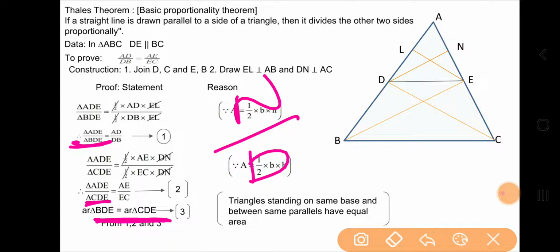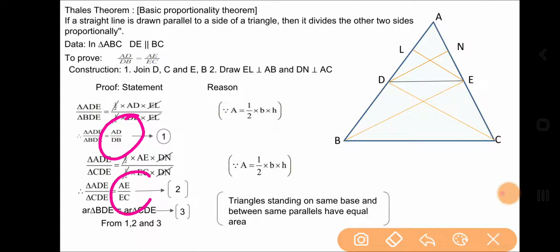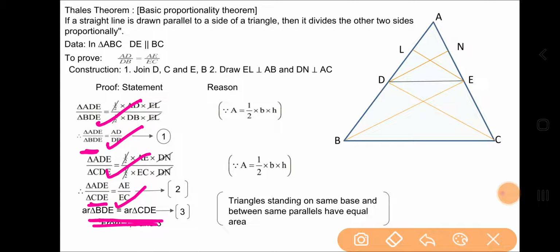So on the basis of equations 1, 2 and 3, what can I write? That is AD by BD is equal to AE by CE. Why can I write this? Because here ADE is equal to ADE. Both the numerators of equations 1 and 2 are the same, and the denominators are also the same. Why are they the same? Because I have already proved that BDE is equal to CDE.